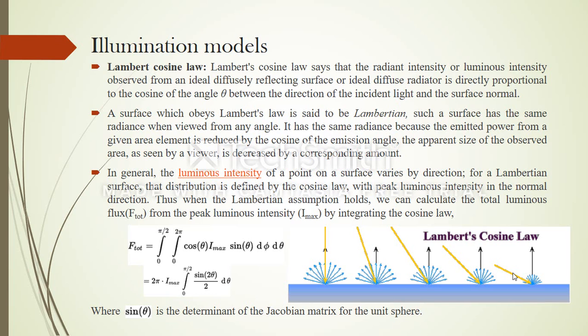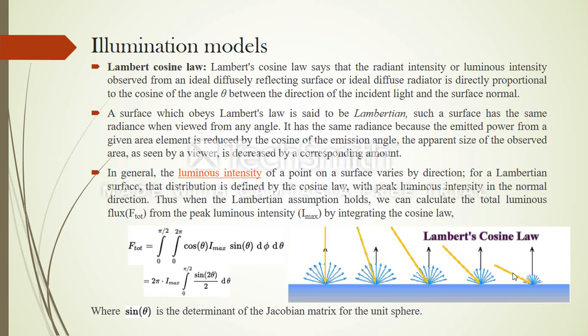Lambert's cosine law. Lambert's cosine law says that the radiant intensity or luminous intensity observed from an ideal diffusely reflecting surface or ideal diffuse radiator is directly proportional to the cosine of the angle theta between the direction of the incident light and the surface normal.